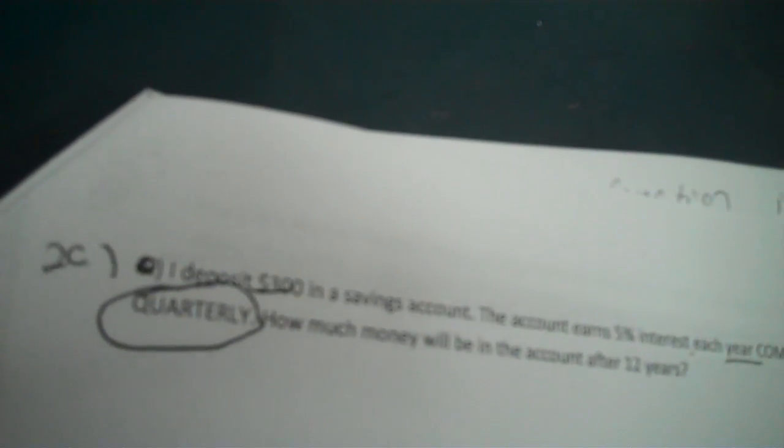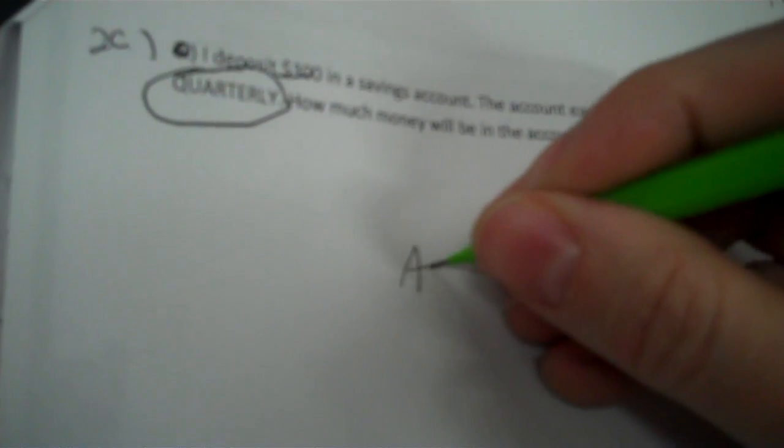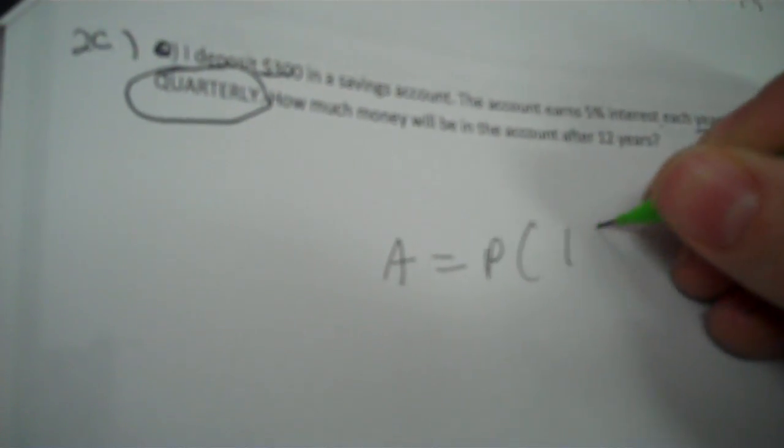Okay, the old compound formula. I deposit $300 in a savings account. The account earns 5% interest each year, compounded quarterly. How much money will be in the account after 12 years? It's up on the board, brother. Don't need a units box. I know exactly what I'm using.